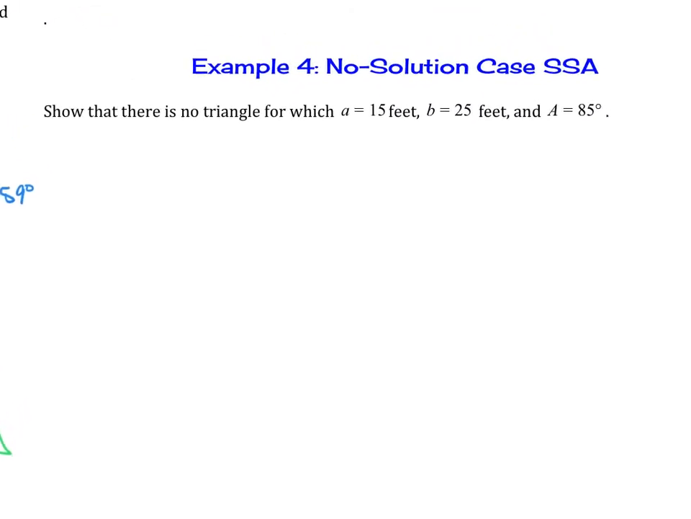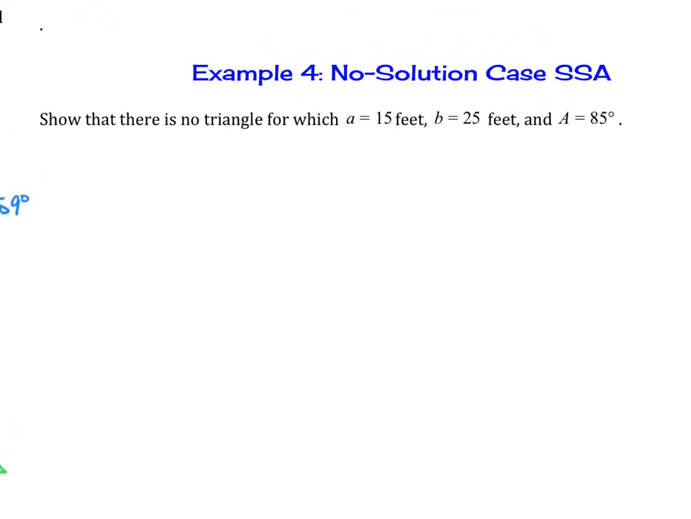Let's try this no solution case, side-side angle. Show that there is no triangle for which a equals 15, b is 25, and A is 85 degrees. So let's draw a triangle here. We know angle A is 85 degrees, then the side opposite it is 15 feet, and that's a. And then we know b is 25 feet.